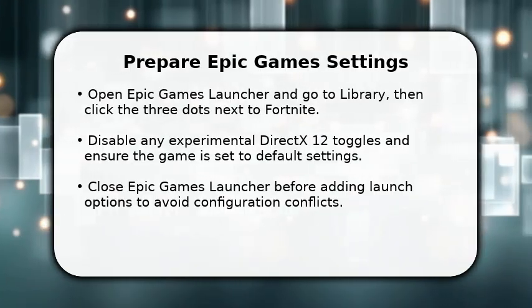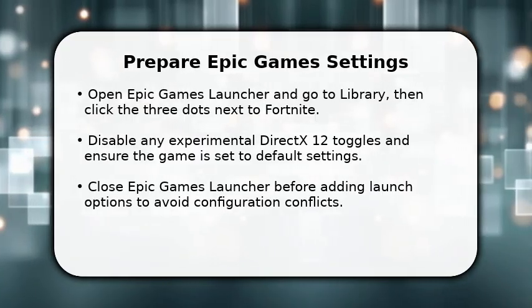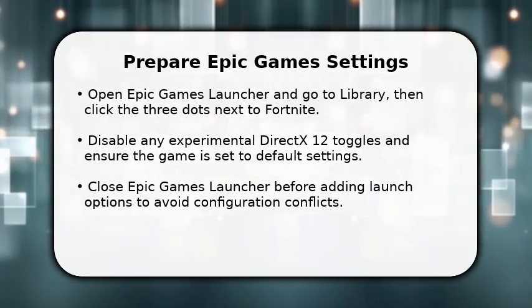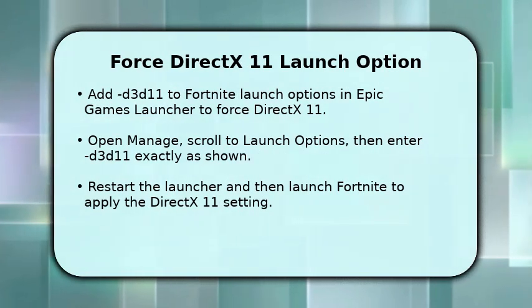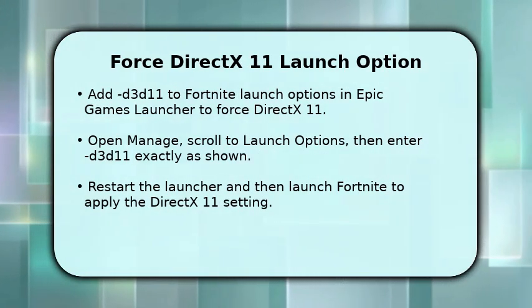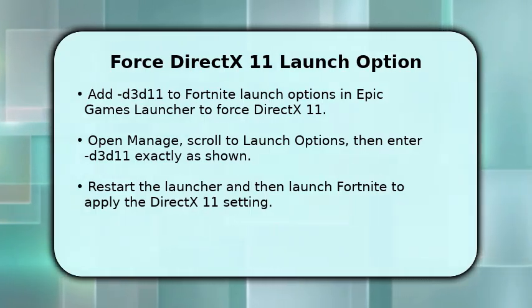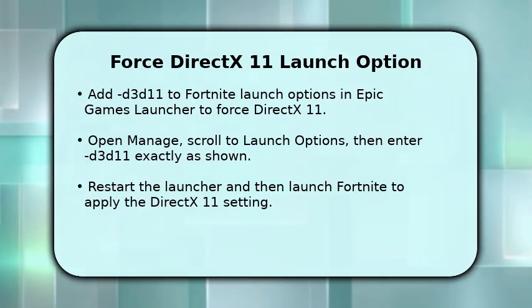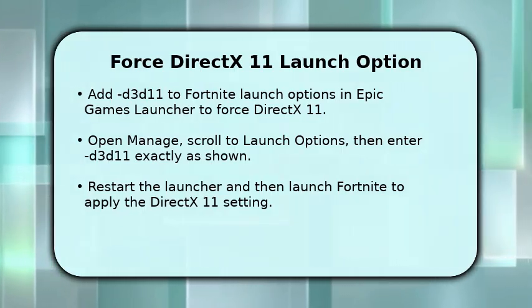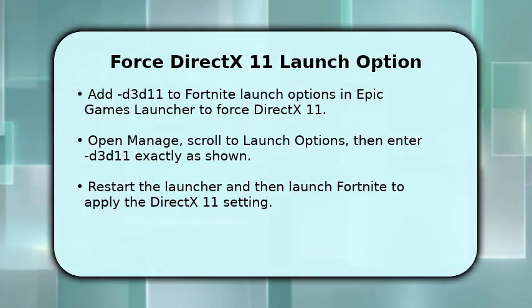Close the Epic Games Launcher before adding a launch option to avoid configuration conflicts and ensure changes apply correctly. Open the Fortnite options in Epic Games Launcher and select Manage to reveal launch options. Scroll to the Launch Options field and type D3D11 exactly, with no extra characters or quotes. This flag forces the game to use DirectX 11 instead of DirectX 12 at startup.